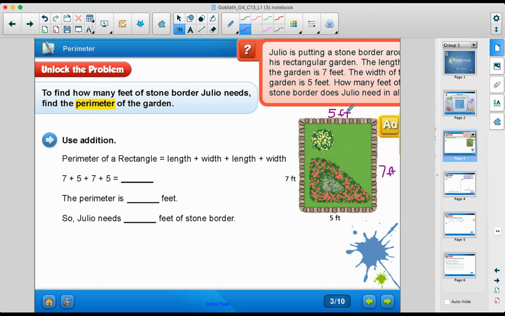So to find the perimeter of this rectangle, you add up all the sides. 7 plus 5 plus 7 plus 5. Okay, 7 plus 7 is 14. 5 plus 5 is 10. So 14 and 10 is 24. The perimeter is 24 feet. So Julio needs 24 feet of stone border. Okay, that is one way to calculate perimeter. Let's look at the next way.